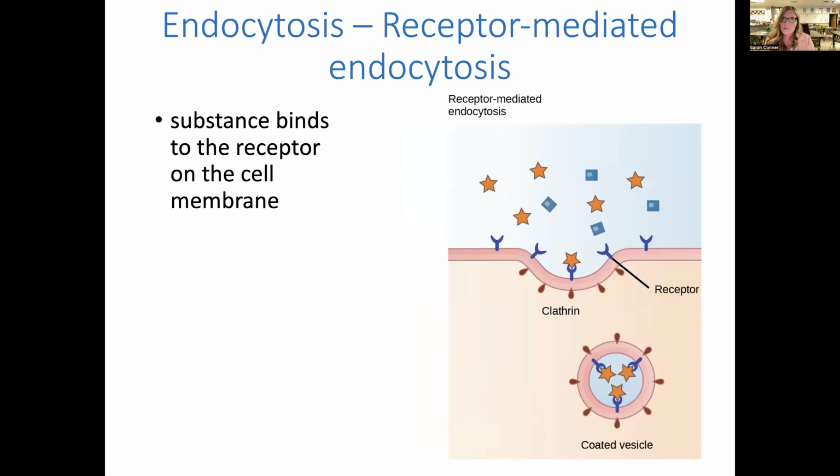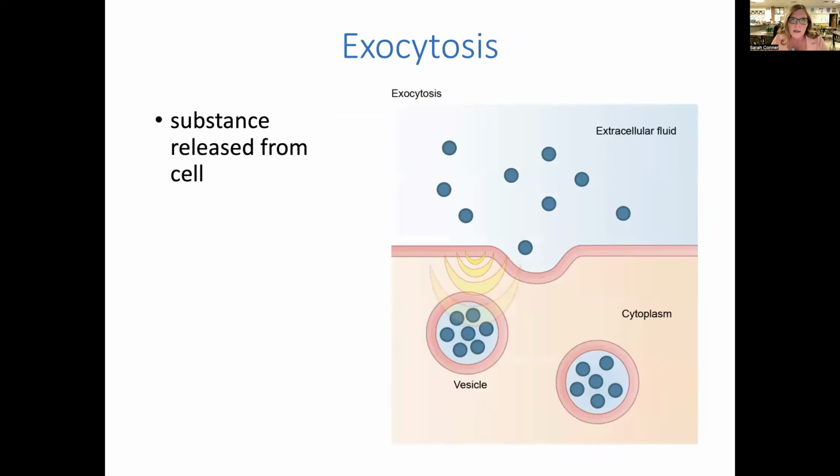Then you have receptor-mediated endocytosis. We have a receptor, so the glycoproteins on the top part of the cell send a signal out and grab the material, and then the vesicle works the same way. The cell membrane wraps it, takes it in, and then releases it into the area of the cell where it's needed. Again, this is where it's binding to a receptor on the membrane.